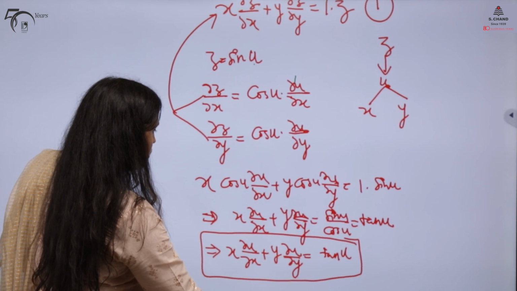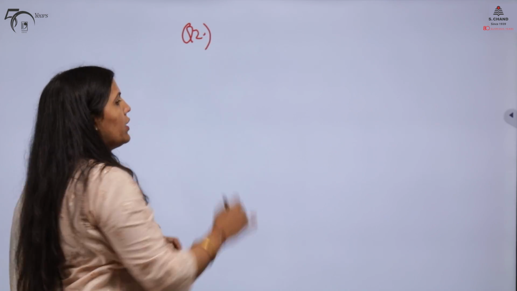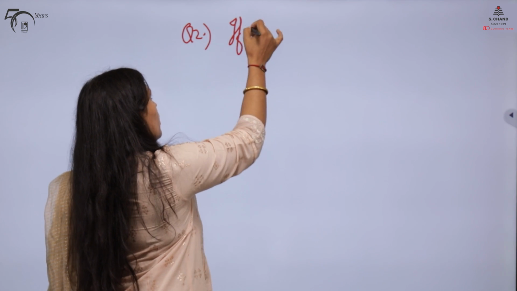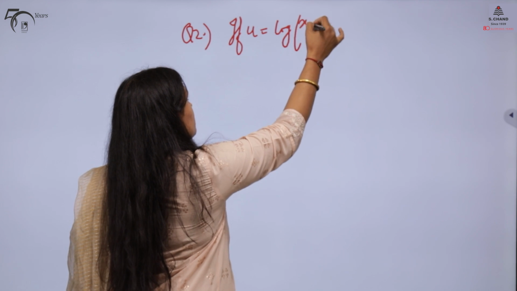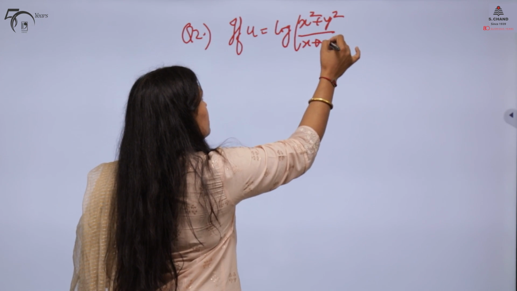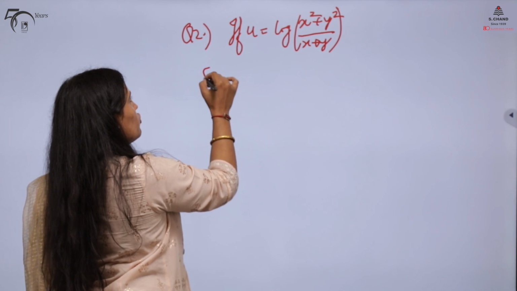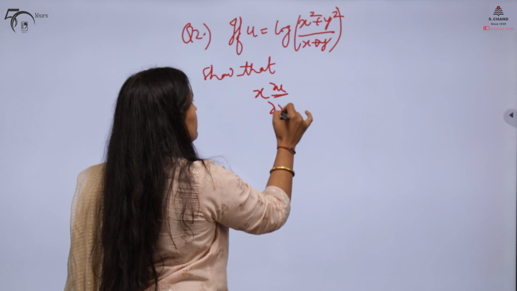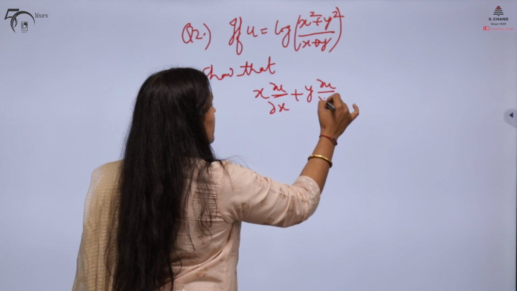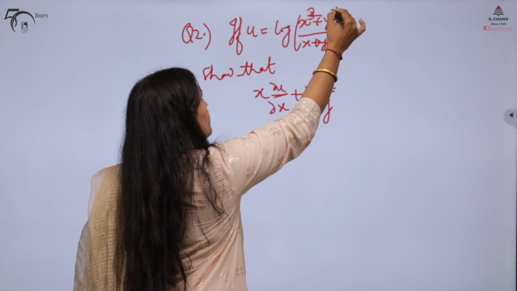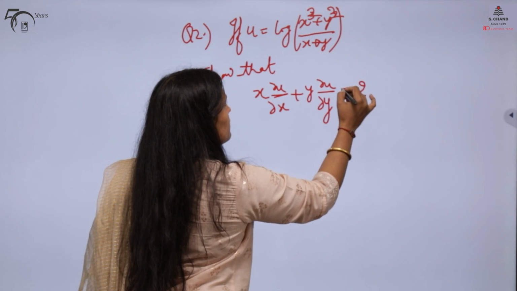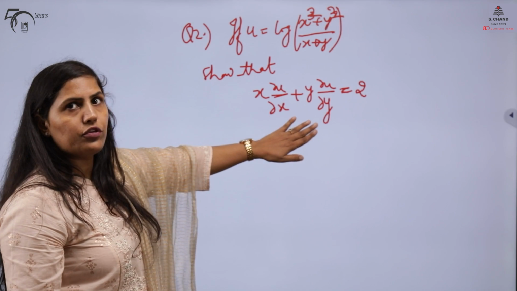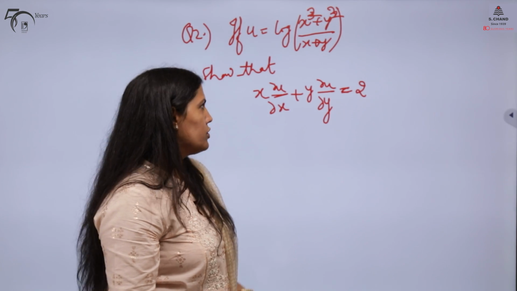Is it fine? So now I'll be taking a break, and I'll just give one very simple question, and I'll be taking that problem after the break. I'll be giving you the solution just after that. So the problem is this. Anyhow, it is a very simple problem, not a very difficult problem. So if u is this, show that x into del u by del x plus y into del u by del y is 2 only. Anyhow, it is looking very simple. So you will be solving this question, and after the break I'll be giving you the solution or the answer for this question.